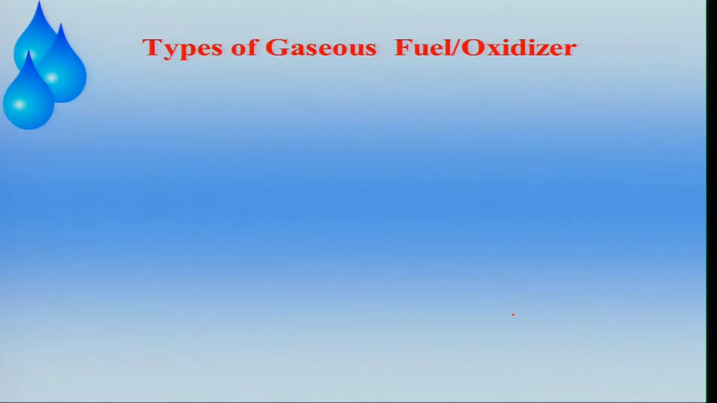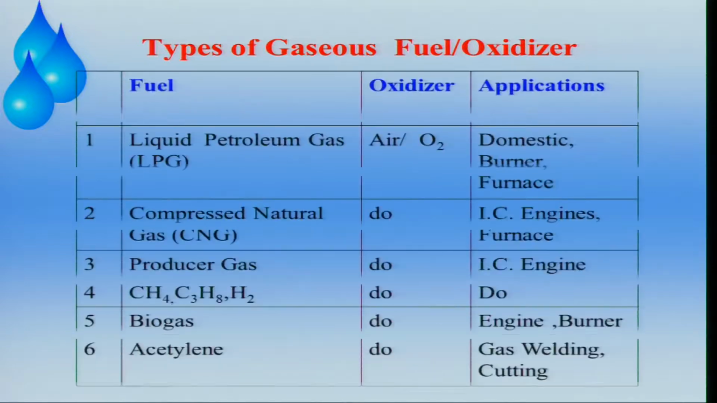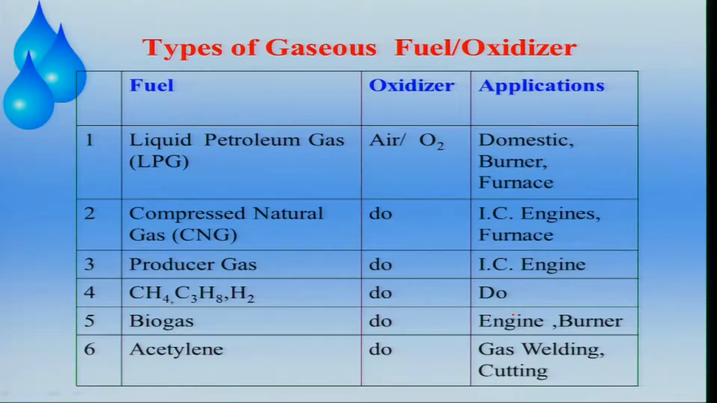And let us look at the types of gaseous fuel and oxidizer that we can think of. Liquefied petroleum gas, we know, is used in our houses for domestic purposes, and it can also be used for industrial purposes. Air as the oxidizer. Can anybody tell me what this liquefied petroleum gas is? Is it one gas, or a multi gas, or are two gases there? What are those things? LPG.